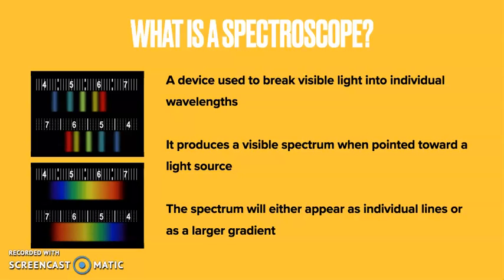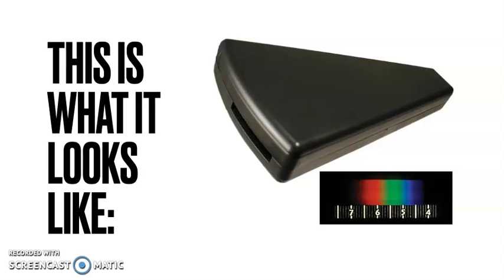This spectrum will either appear as individual lines, like the top image to the left, or as a larger gradient, like the bottom image. So this is what it looks like. It will have a small slit here, a larger screen here, and then a small hole on this end.